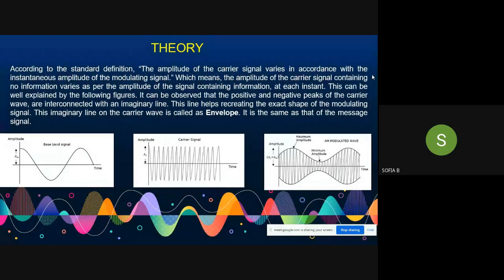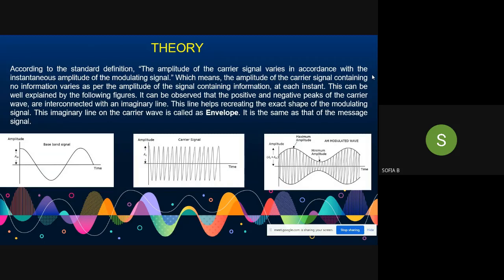According to the standard definition, the amplitude of the carrier signal varies in accordance with the instantaneous amplitude of the modulating signal, which means amplitude of the carrier signal containing no information varies as per the amplitude of the signal containing information at each instant. This can be well defined by the following figures.